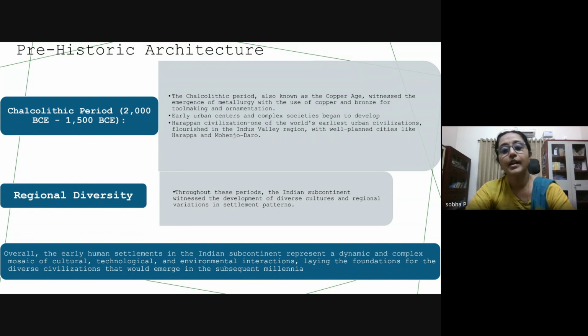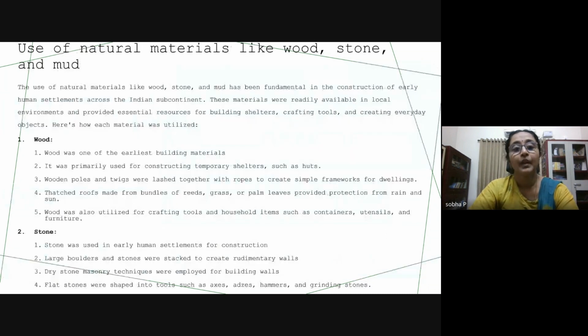They are planned cities in present-day Pakistan. So regarding regional diversity, throughout these periods the Indian continent witnessed diverse cultures and regional variations in practices. So in a nutshell, we can say that early human settlements represented a complex mosaic of cultural, technological, and environmental interaction, and thus the foundation was laid for the diverse civilizations that would emerge in the subsequent millennia.